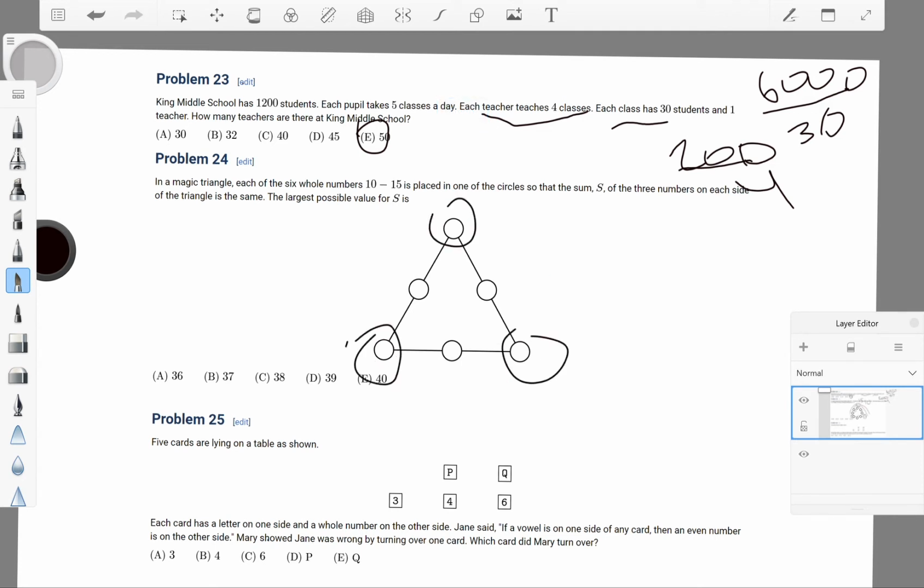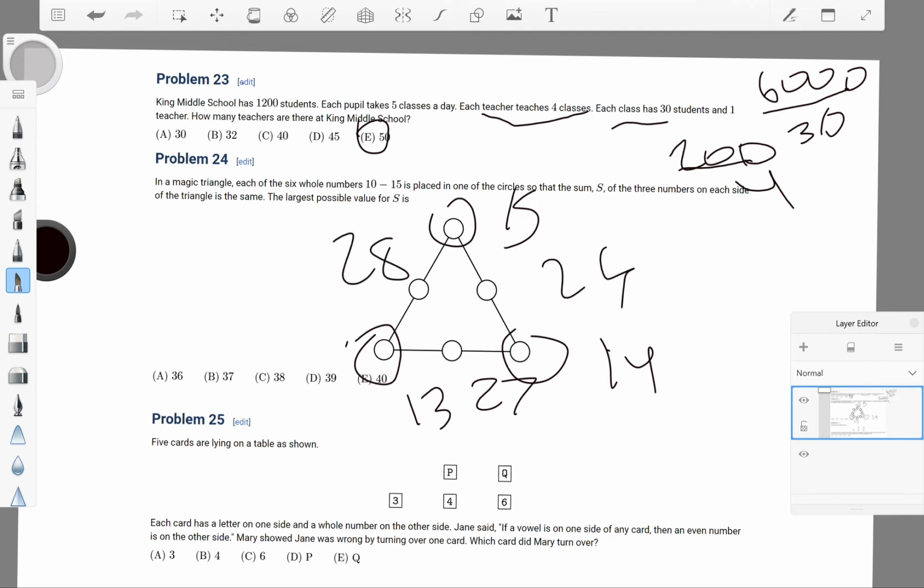So we're going to put 15, 14, and 13. And then obviously the sum is all the same. So these two sum to 27, these two sum to 29, and these two sum to 28, right? Okay, 28, right?